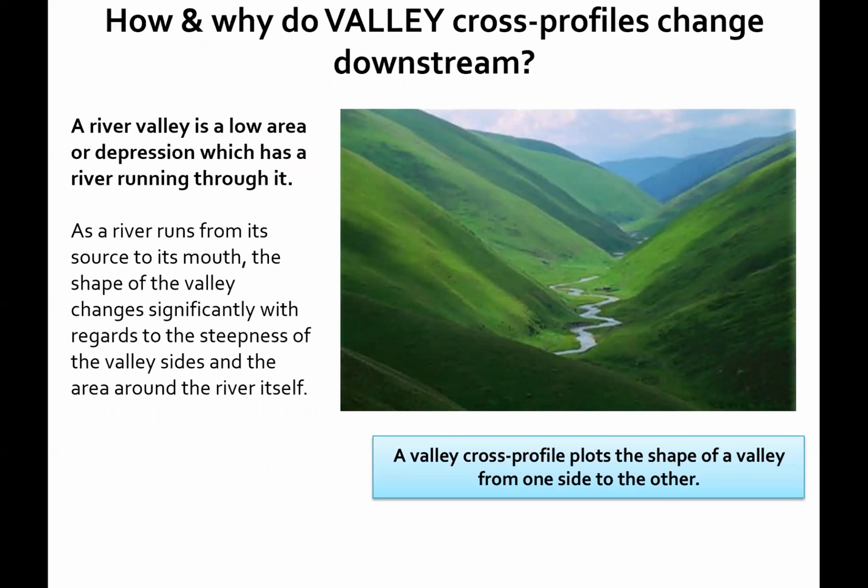So I've done the channel. Now we're going to move on and look at the valley profile. This is the bit that is not in the water. Your valley is these sloping sections that you can see that are outside of the river channel. What you've got here is called a V-shaped valley. It's called a V-shaped valley because it looks like a V. That's its shape.